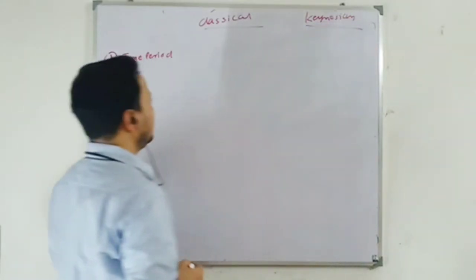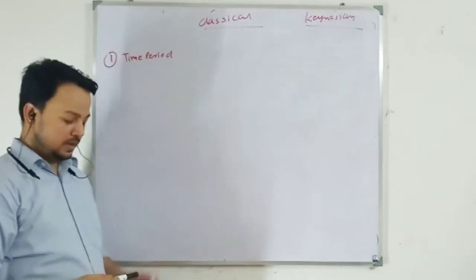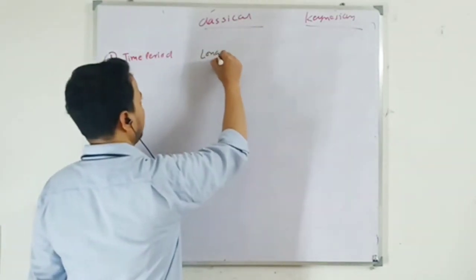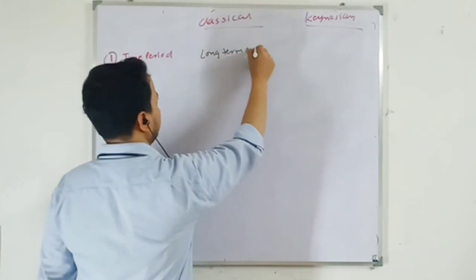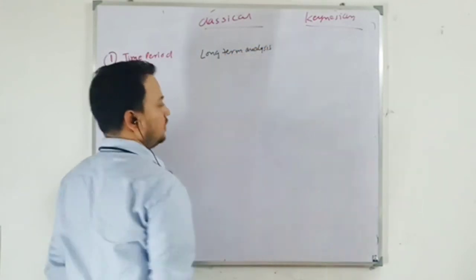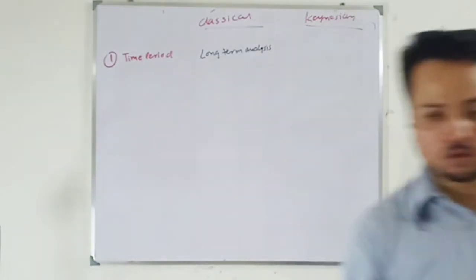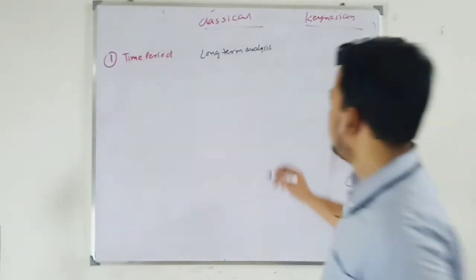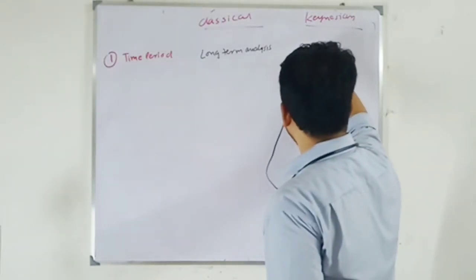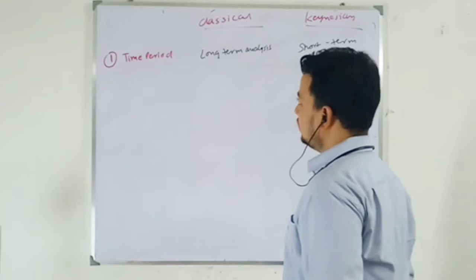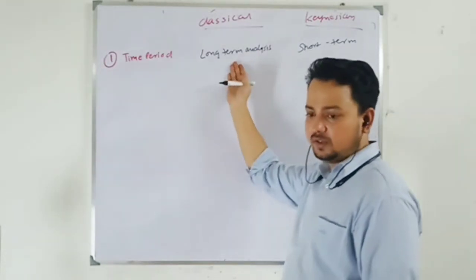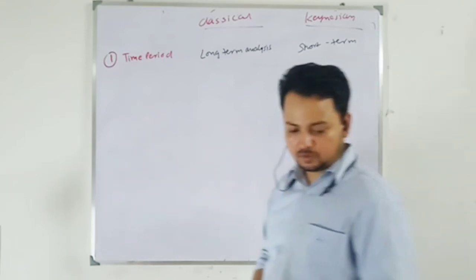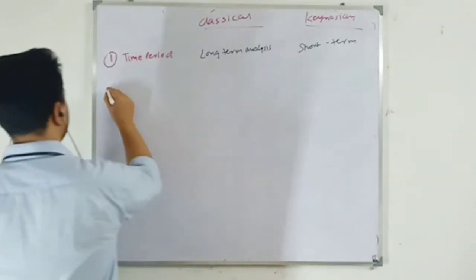Okay. So classical analysis is associated with long-term analysis. Okay, long-term analysis. Keynesian analysis is associated with short-term analysis. Right? If any doubt, just tell me, I will explain more. Okay? Short-term. So the time period considered in the classical model is long-term, and the time period considered in the Keynesian model is short-term. Okay?